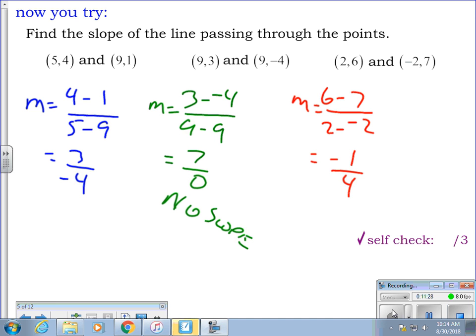Question. If you got the same thing but upside down, you put your x's on top, not your y's.